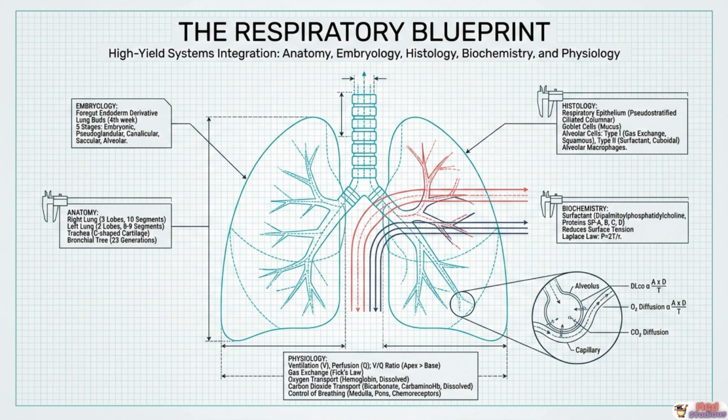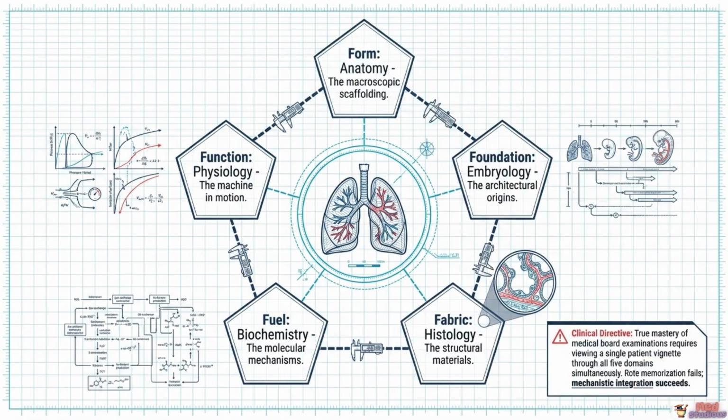And physiologically, ventilation and perfusion, governed by Fick's law of diffusion, oxygen and carbon dioxide transport, and central control of breathing complete the picture. This video walks through every one of these domains systematically and mechanistically. The respiratory system can be understood through 5 interconnected lenses, each building on the last.